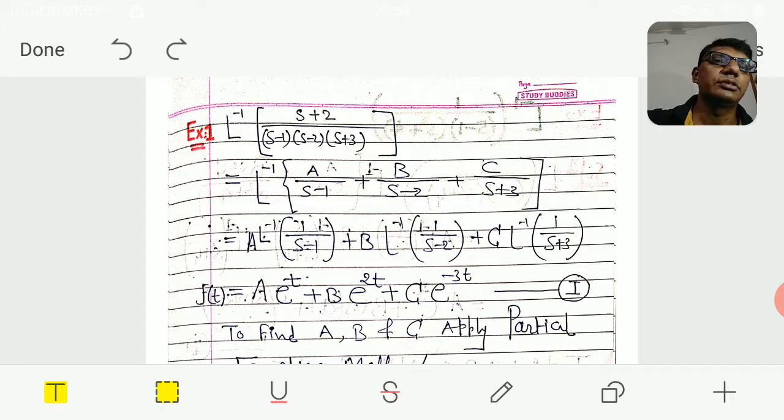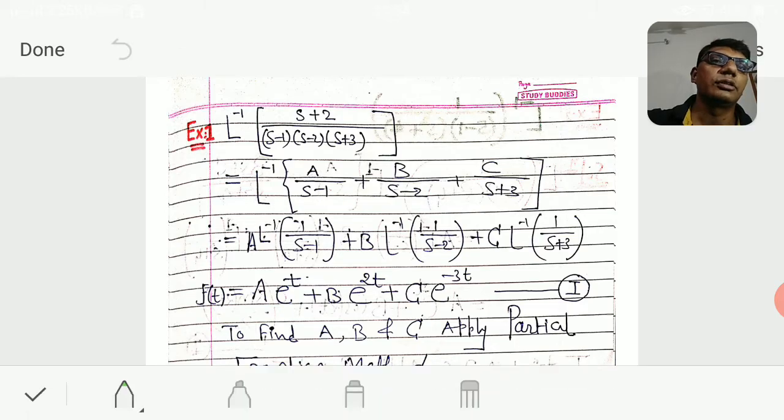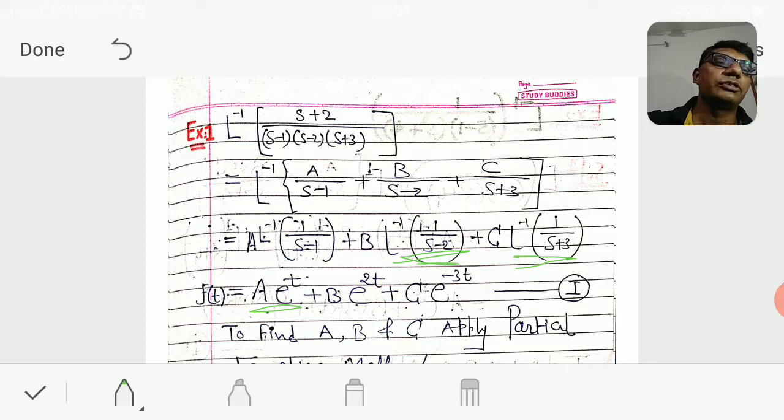Now we know the inverse Laplace of all three terms, so we put them directly. Inverse Laplace of 1 upon s minus 1 is e raised to t. So our first term will be A into e raised to t plus B into e raised to 2t, because inverse Laplace of 1 upon s minus 2 is e raised to 2t, and C into e raised to minus 3t, because inverse Laplace of 1 upon s plus 3 is e raised to minus 3t.